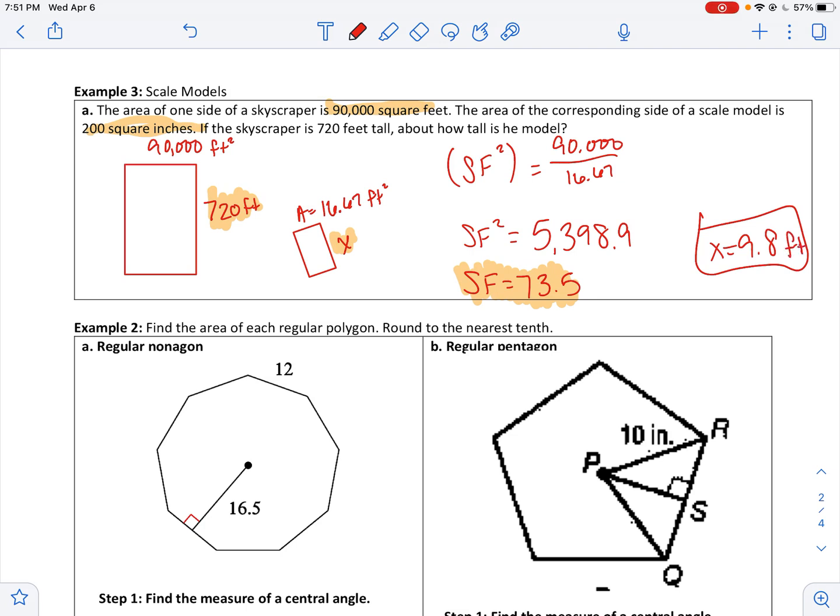Now, it didn't ask us for the height in any specific dimensions. And if it did, we would just convert from there.